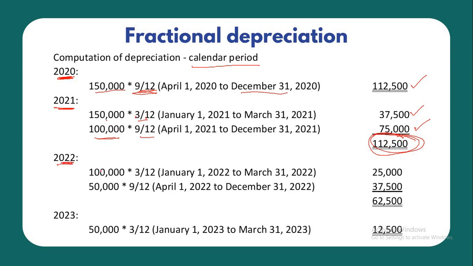For 2022, it will cover the remaining months of your second year. That is 100,000 times 3 over 12, 25,000. And the first 9 months of the third year of the life of the asset, 50,000 times 9 over 12. And that is 37,500, for a total of 62,500. And last but not the least, for the year 2023, that will only cover the remaining months of the third year. That is 50,000 times 3 over 12, that is 12,500. Okay? So this will be the amount that you will be recognizing as depreciation for the year 2023. So that is fractional depreciation. Okay?